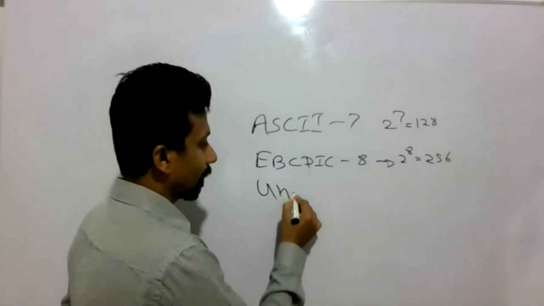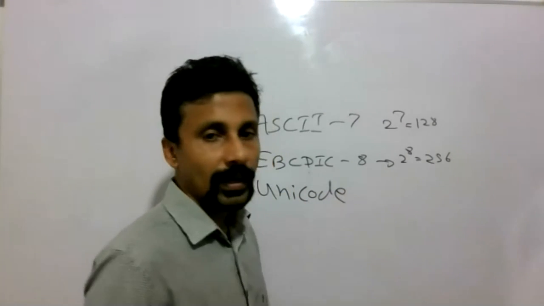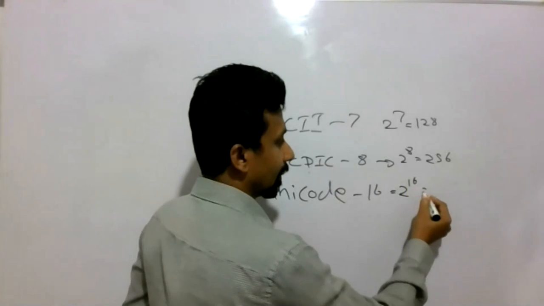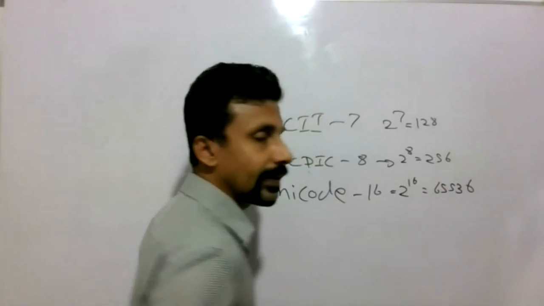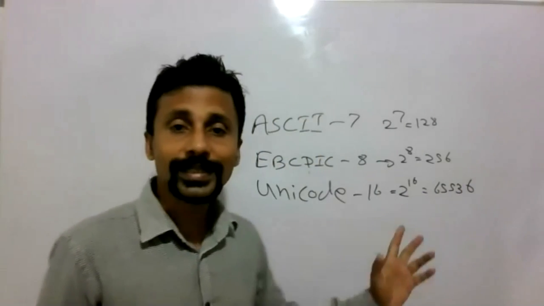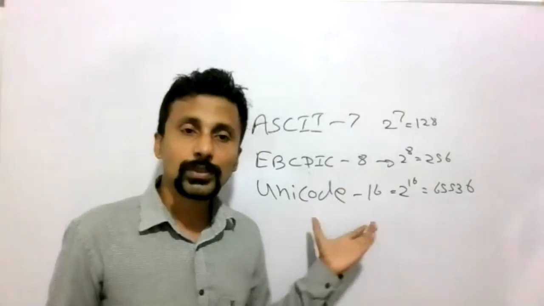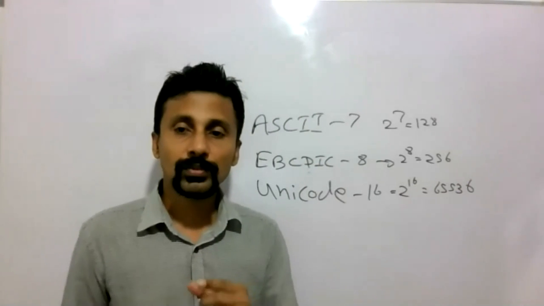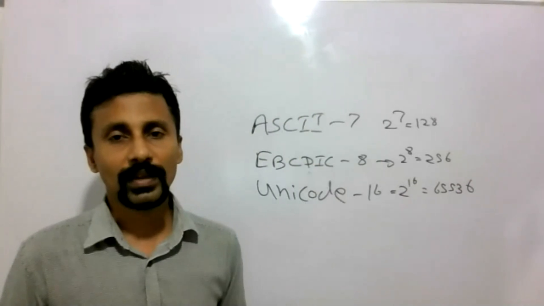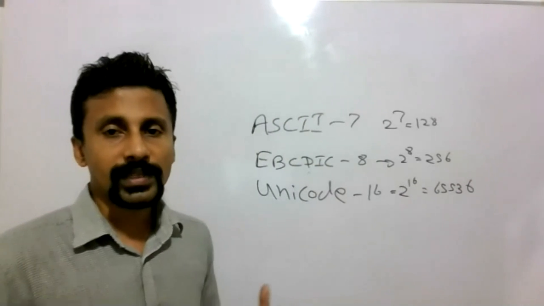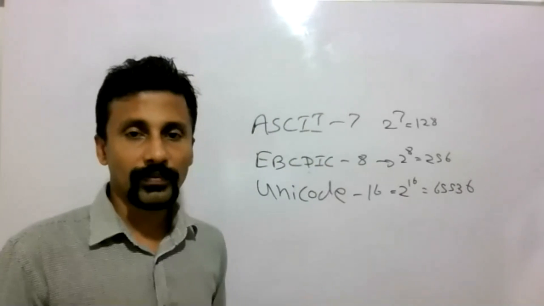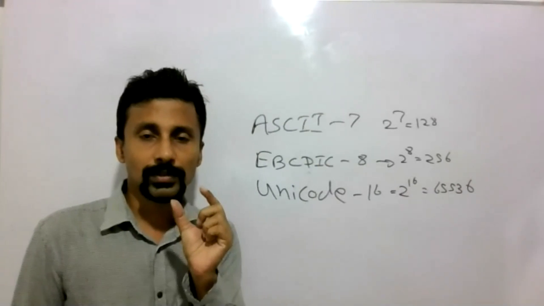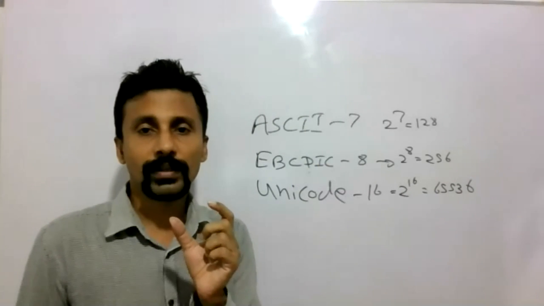Nowadays we are using Unicode. This is the coding system we use today. We have 16 bits, 2 to the power 16 equals 65,536 characters that can be represented with Unicode. That's why we get a chance to represent different languages. We can type Sinhala, Tamil, Japanese, Chinese, whatever language we know, because each character should have a unique code.